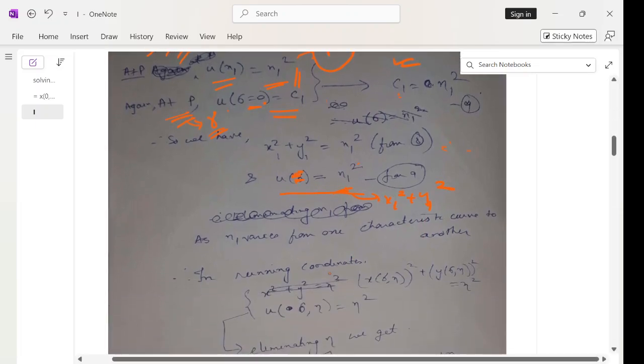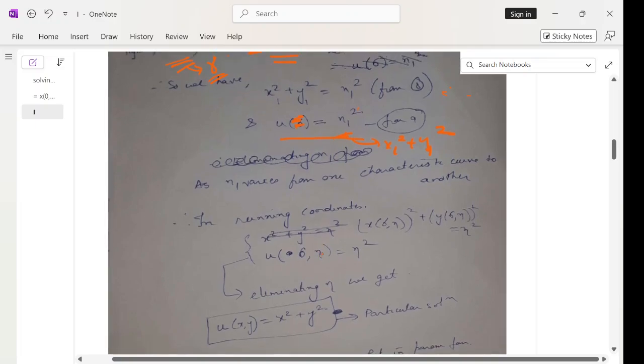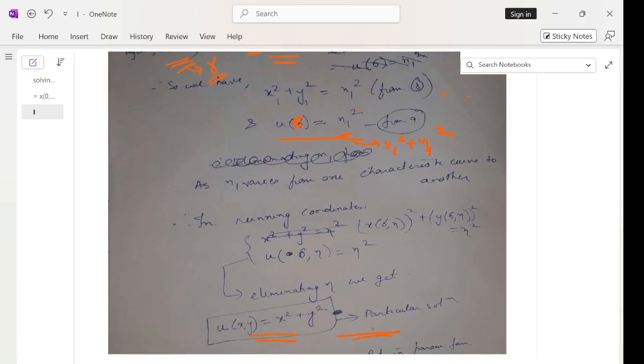So this is your general solution. Hey, sorry, my mistake. This is the particular solution. That's what we want, the solution which is lying in the neighborhood of the initial data curve. So u(x,y) equals x square plus y square. It is a particular solution which you are getting. So this is how we solve the problem, right?